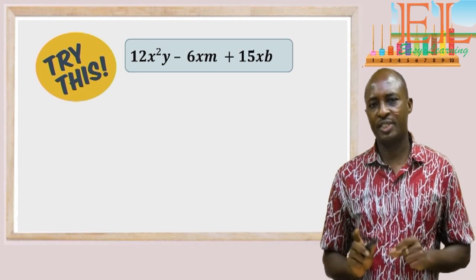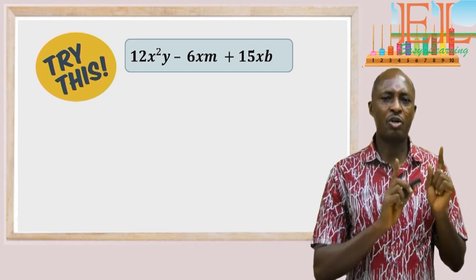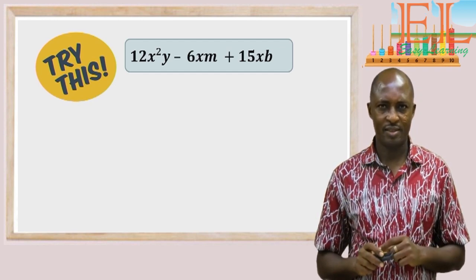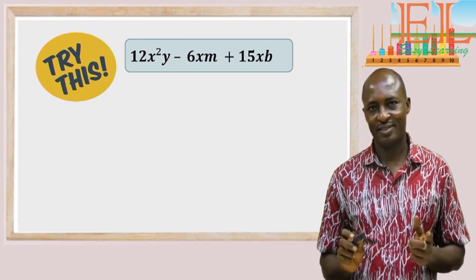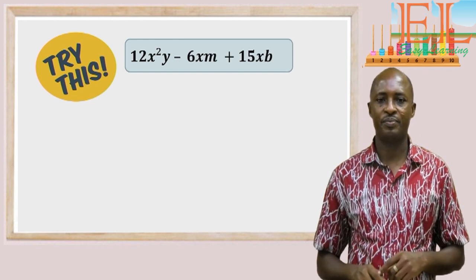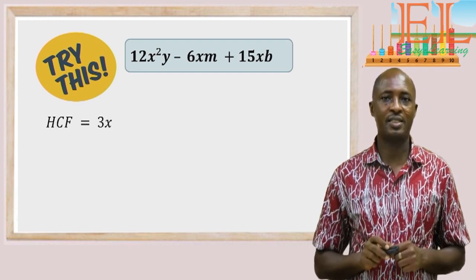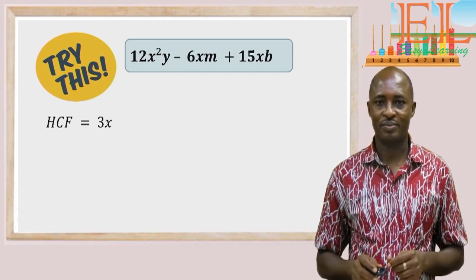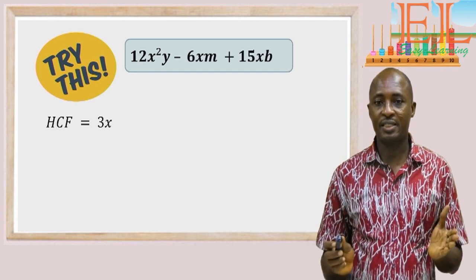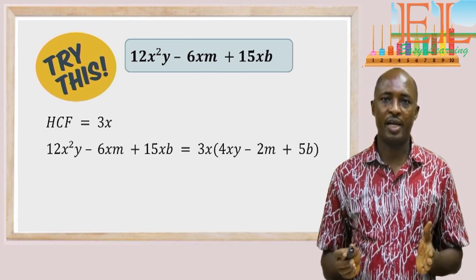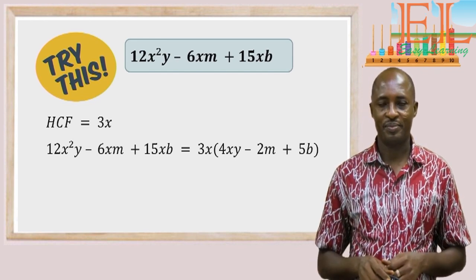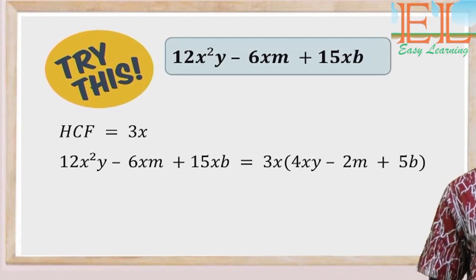If you look at these three terms, you realize that there is a common factor running through all the three terms. And what is it? Okay, I know you've got it. The highest common factor is 3x. So I factor the 3x out. Now I have 3x times 4xy minus 2m plus 5b. And that is it. That is how we factorize it. And you can't go further.